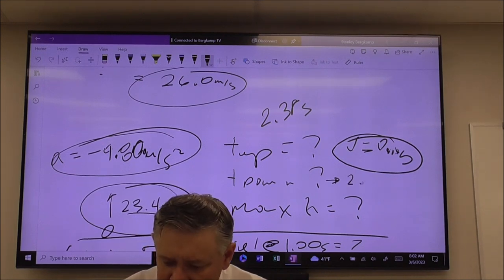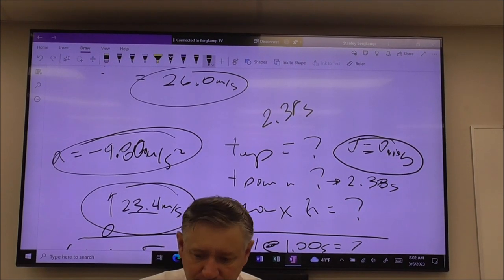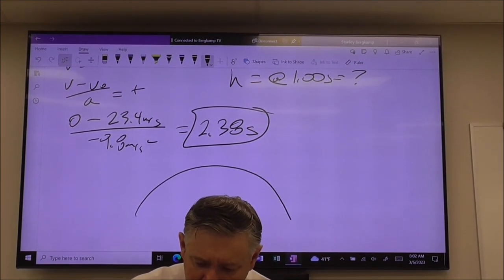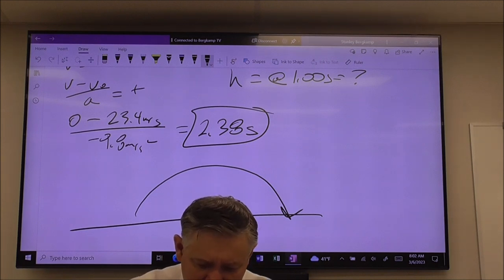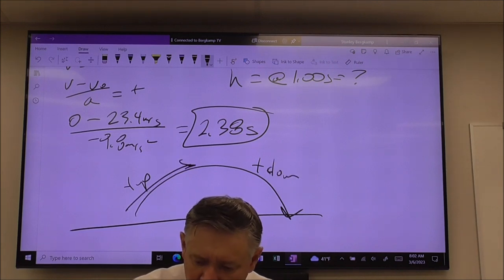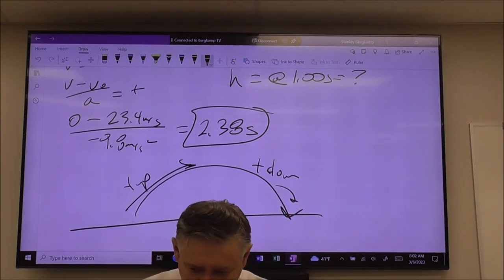2.38 seconds? Yeah. So this is going to be a key assumption, especially on projectile motion. If the ball returns back to the same height, then you can assume that the time up is the same as the time down, and this is symmetrical. Okay, you can do that, it's cool, right?